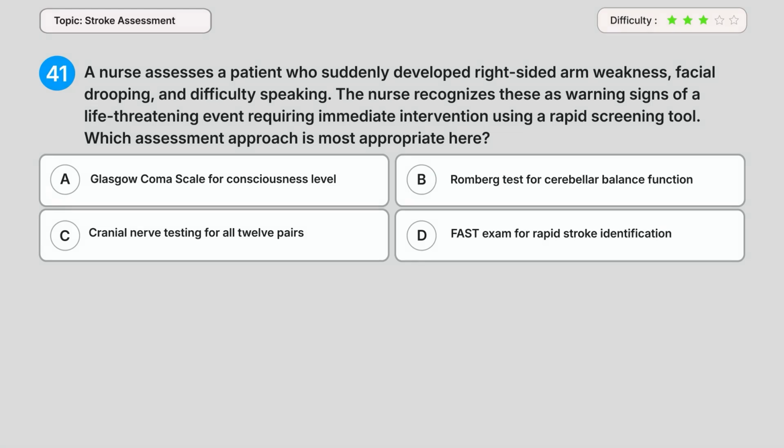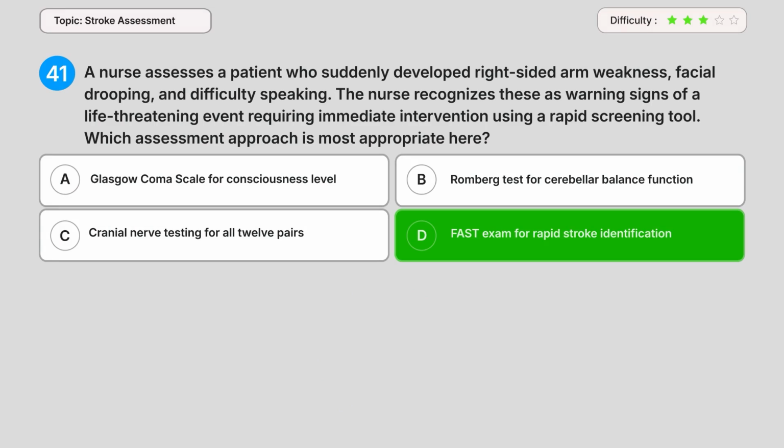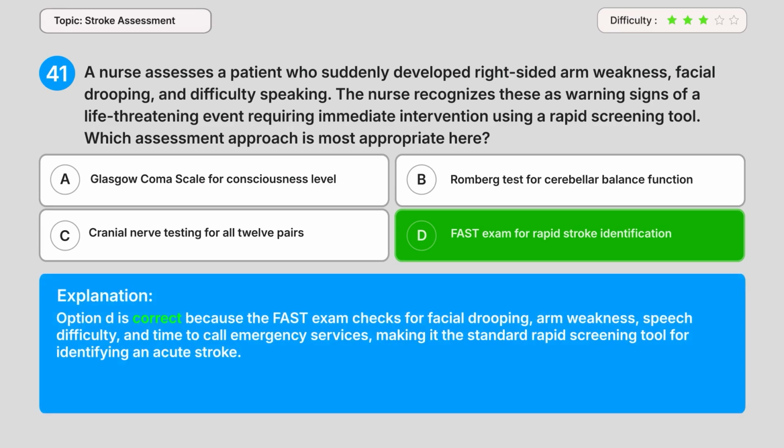Correct answer. D. FAST exam for rapid stroke identification. Explanation. Option D is correct because the FAST exam checks for facial drooping, arm weakness, speech difficulty, and time to call emergency services, making it the standard rapid screening tool for identifying an acute stroke.